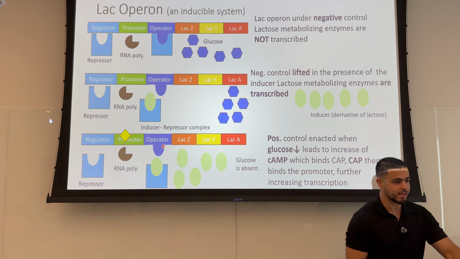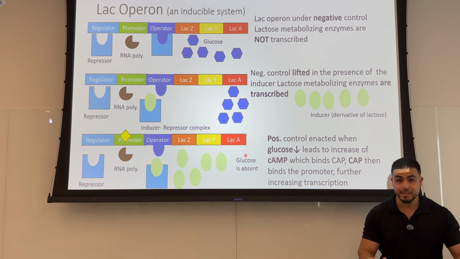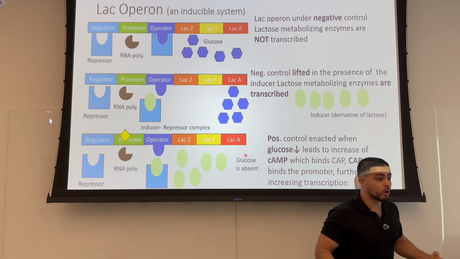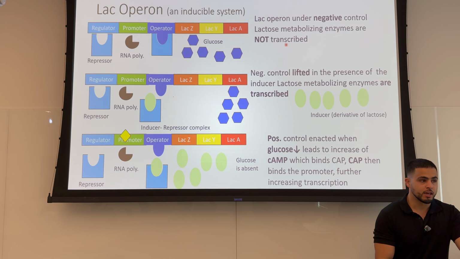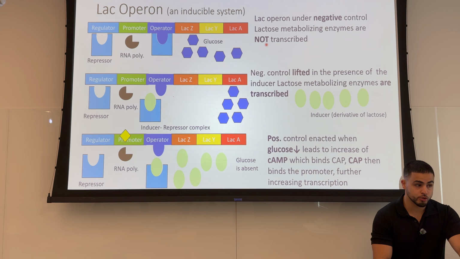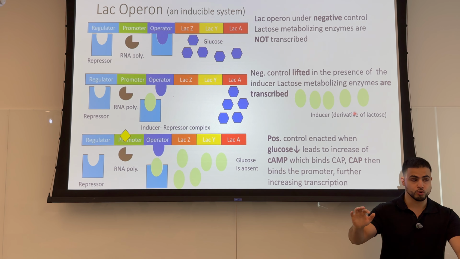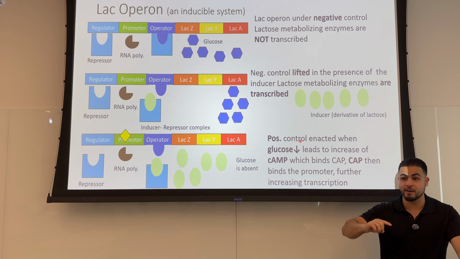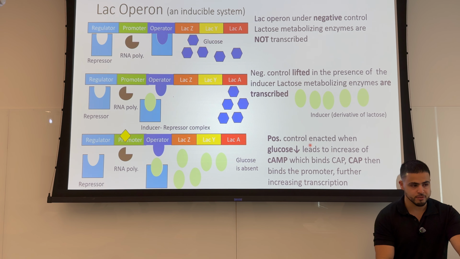Now, because you have no glucose, you really need to rely on lactose for your energy source. So you're going to want to ramp up transcription. In other words, this is no transcription at all because you have negative control. Once you've lifted the negative control, you have some transcription. And then finally, when you have positive control, you have a lot of transcription. The positive control is the idea of CAP binding to the promoter.